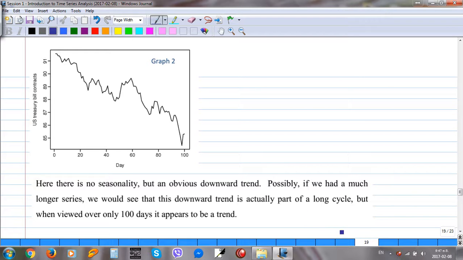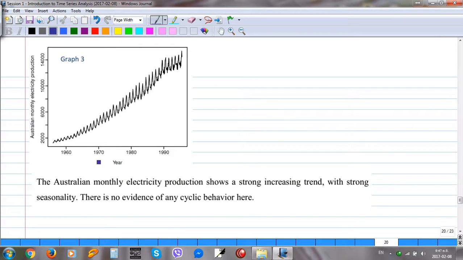Then we will move to the third graph, that is Australian monthly electricity production. It goes like this, it looks like a trend. The Australian monthly production shows a long increasing trend. Here there is an increasing trend with strong seasonality. Here you can see the seasonality also. Here the pattern is the same within the same time frame. That is an increasing trend as well as seasonal variation. There is no evidence of any cyclic behavior. There is no cyclic behavior in there.